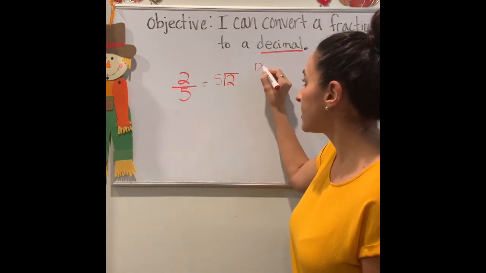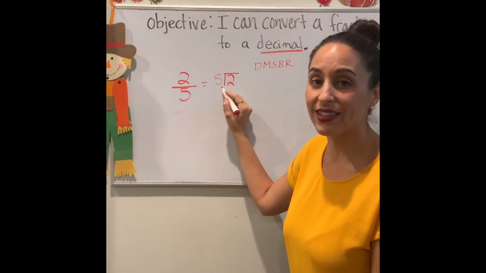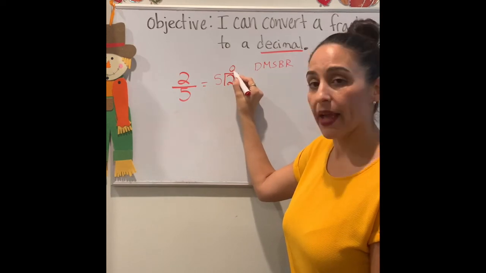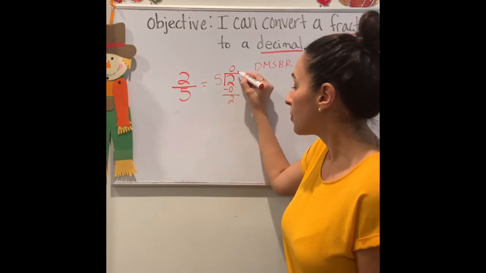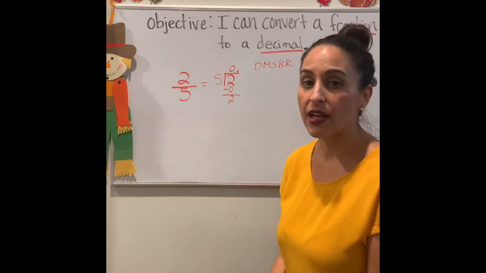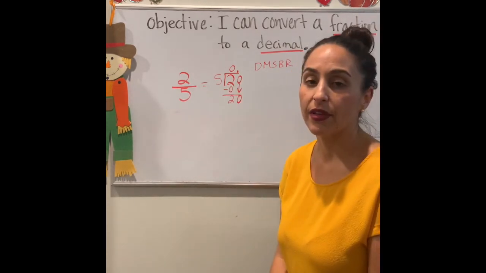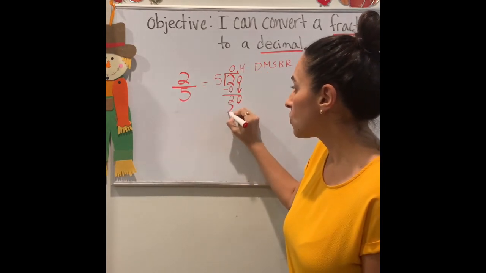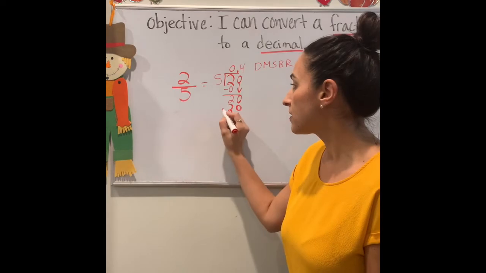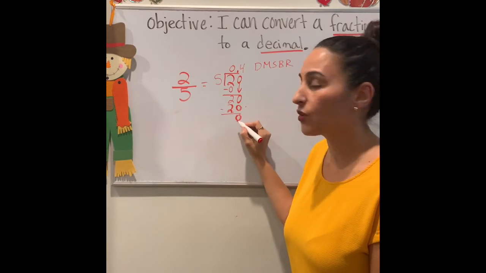Now I can start division. When I do my division, don't forget dad, mom, sister, brother, Rover. Division. 2 divided by 5, can't do it. Put a 0. Multiply. 0 times 5 is 0. Subtract, I get 2. Now, put a decimal, because there's nothing else to bring down, and add a 0. Bring down my 0. 20 divided by 5. What is 20 divided by 5? 20 divided by 5 is 4. I put my answer on top. 4 times 5 is 20. Sister tells me to subtract. I get 0. There's nothing else to bring down. I have a remainder of 0. That means I'm completely done.